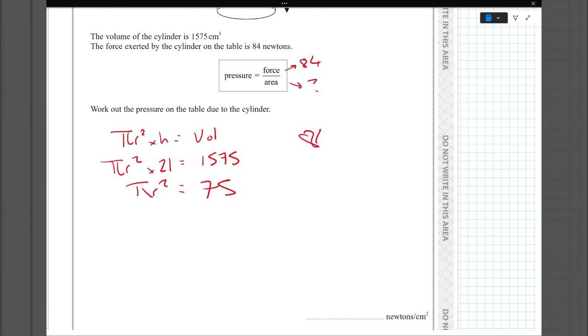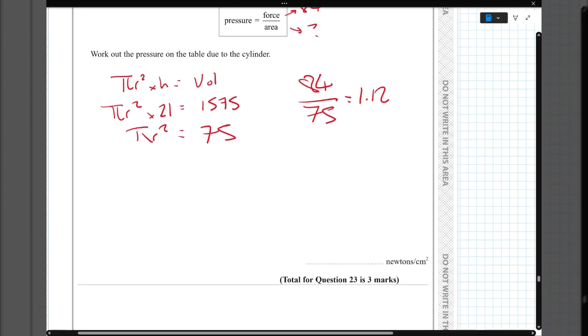Right, now the force divided by the area, 84 divided by 75, gives us 1.12. And they've got the units on there for us. So 1.12 is our final answer.